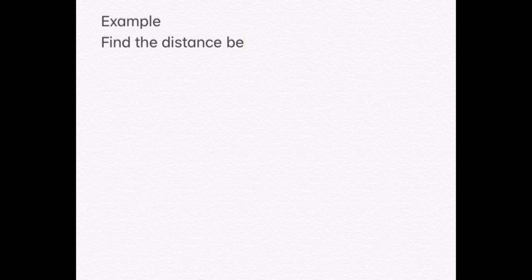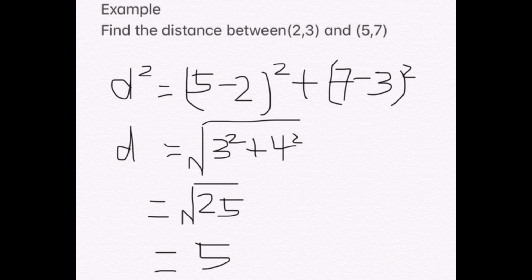Let's look at an example of this, in which we have to find the distance between the point (2, 3) and the point (5, 7). To find the distance, we don't necessarily need to draw the graph. However, if you want to find the area, you sort of need to draw the graph in order to imagine it. We just need to substitute the points into the formula, and we get d equals the square root of 25, so d equals 5.